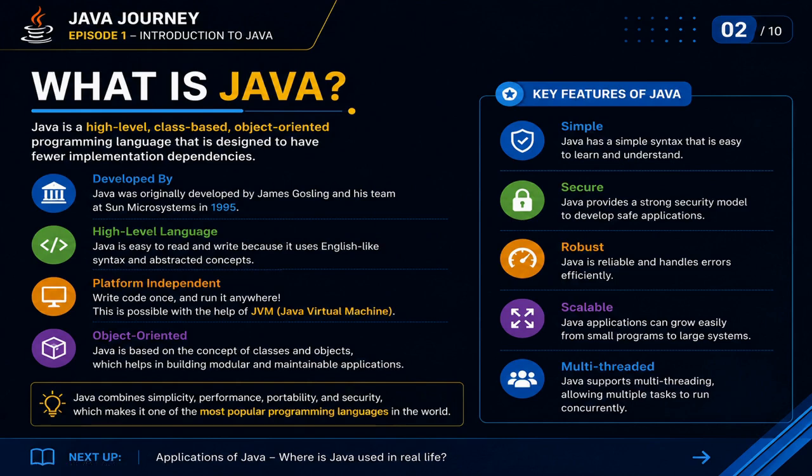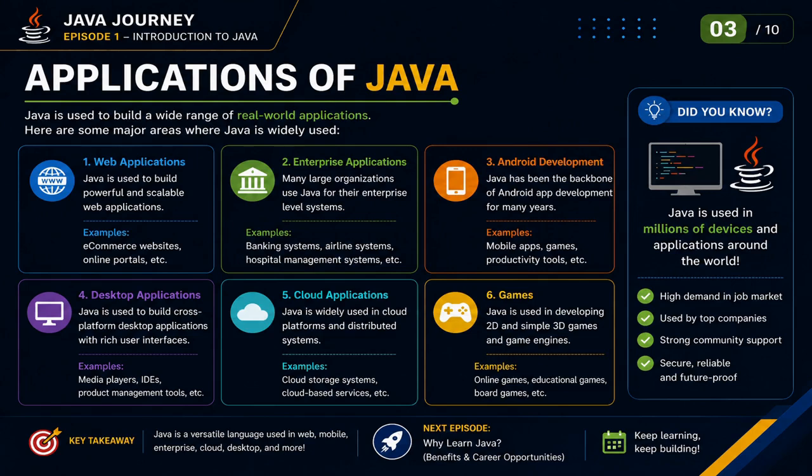Java is also object oriented. Now, don't worry about the term object oriented right now. We will understand it properly in future videos with real examples. Okay, then here are the features of Java: simple, secure, robust, scalable, multi threaded. With examples, we will take a look at these features more deeply.